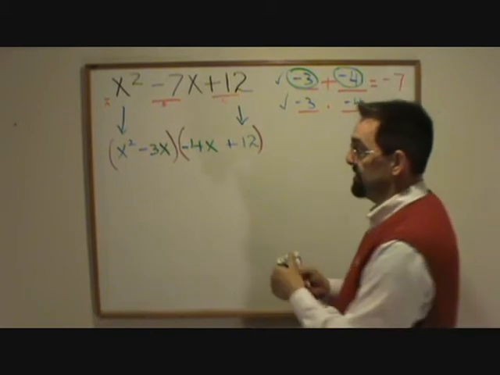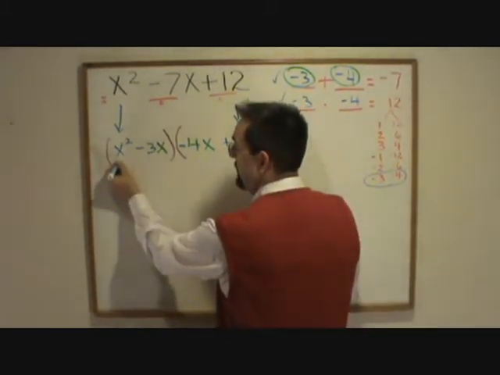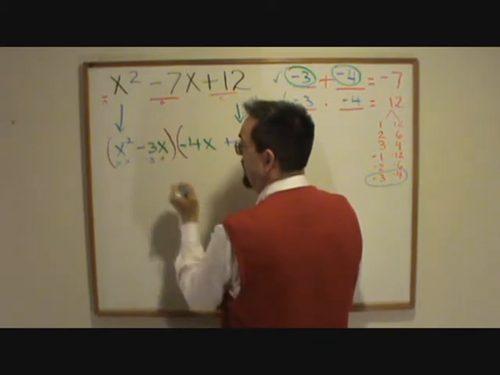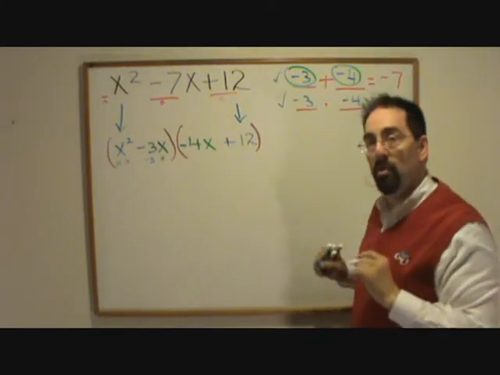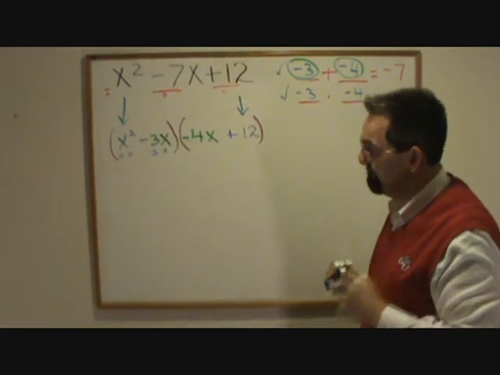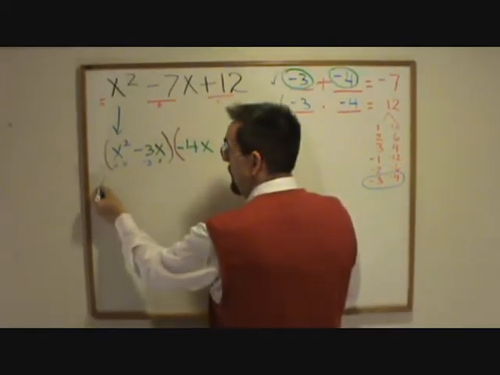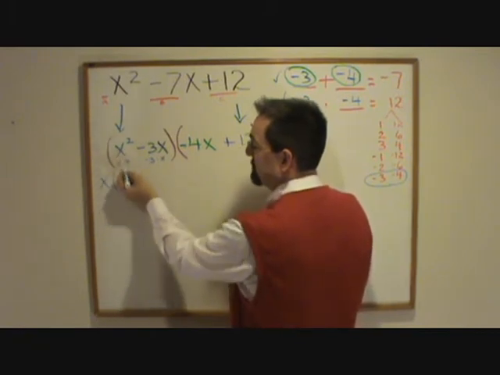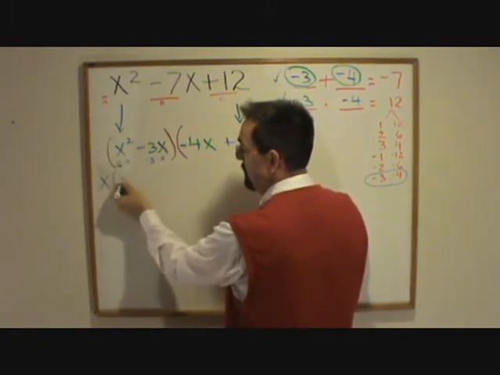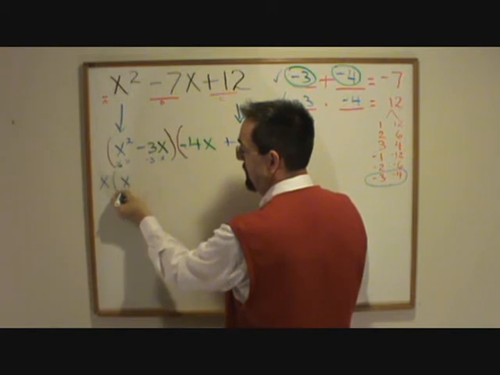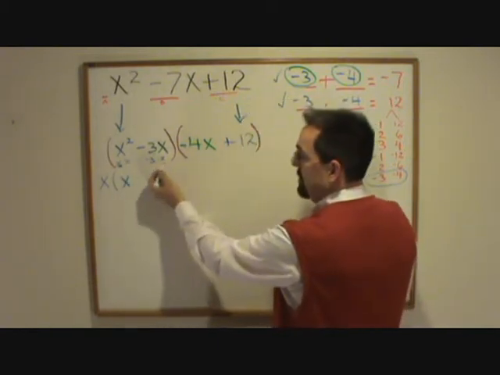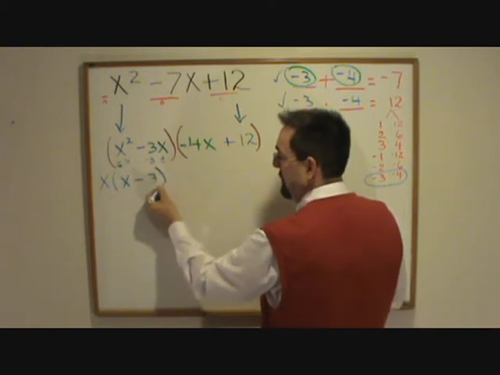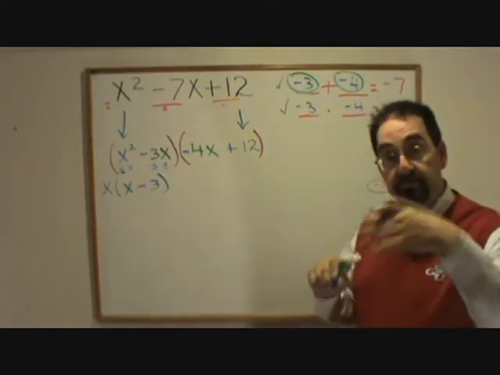Now let's find the common term. What can we pull out of this first one here? Well, this is x times x, and this is minus 3 times x. What's common to both? The x. X times the quantity. X times something gives the x squared. If I pulled one of them out, I have one of them left over. Then here, I pulled one of the x's out. That left a minus 3. So the first one has been factored.